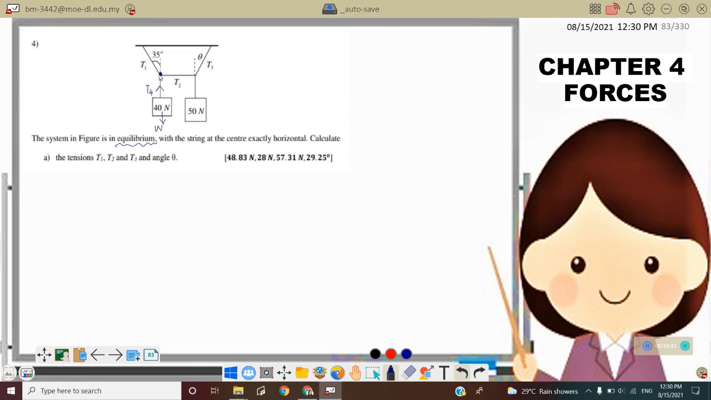Of course, at this point, we have tension 2, and also we have tension 1. If we are referring to this point, there is also tension 4. If we are referring to the 40 Newton load, we have the weight. Of course, the weight is equal to tension 4. So tension 4 is actually the weight. So we draw the first free body diagram for this point, where we have tension 2, we have tension 1, where the angle here is 35, so here will be 55, and we have tension 4, where tension 4 is actually the weight.